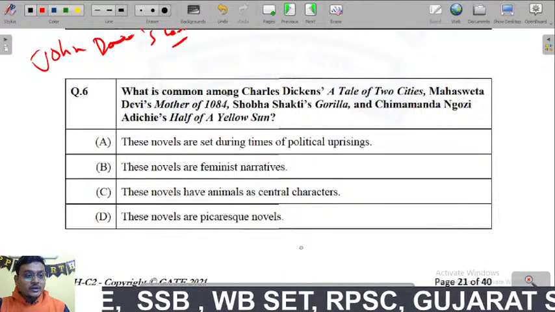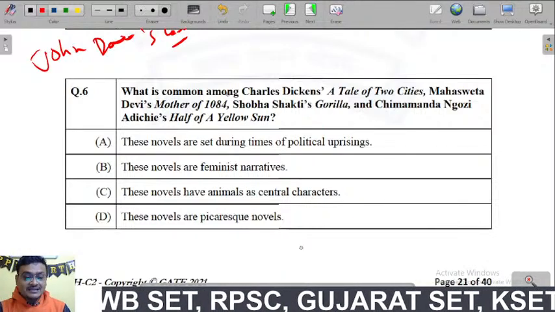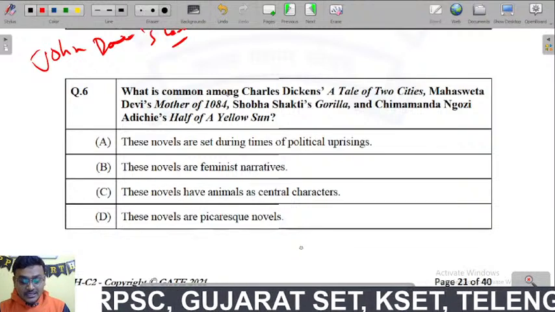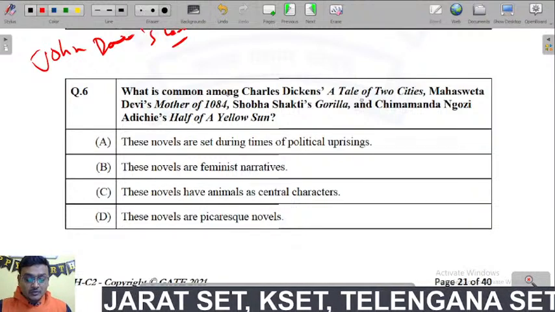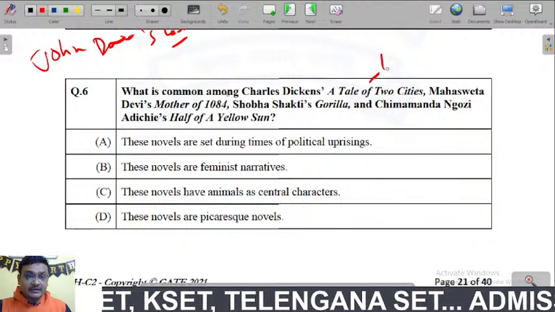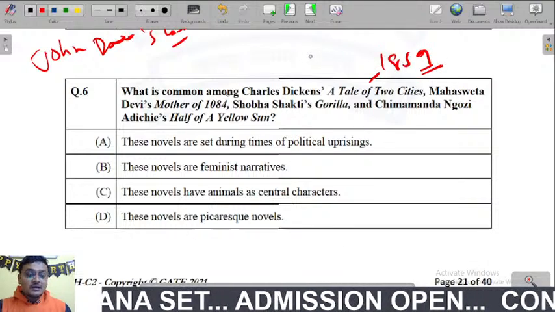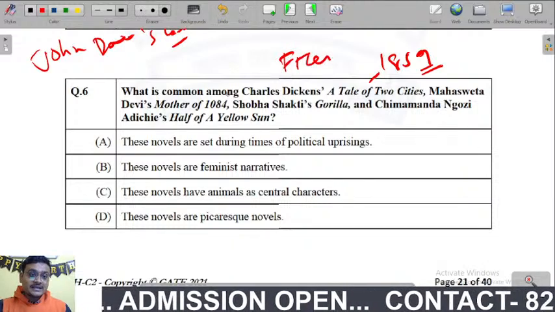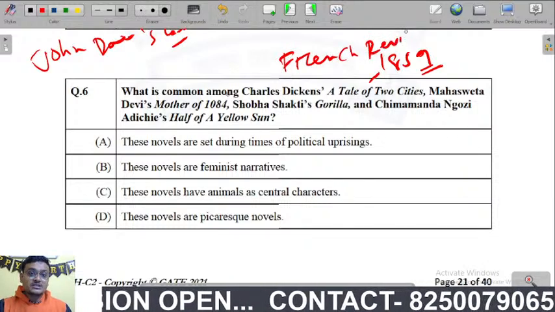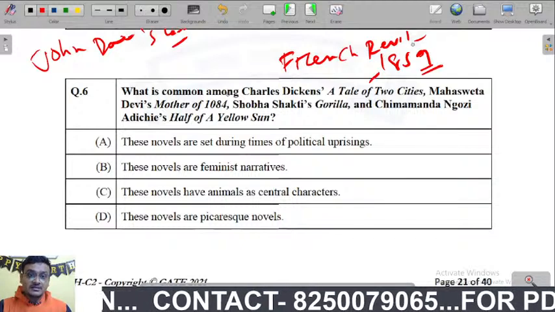Exactly. So here on the right, you see Charles Dickens's A Tale of Two Cities. That was published in the year 1859. It is set in the French Revolution. So it is a political uprising, isn't it?